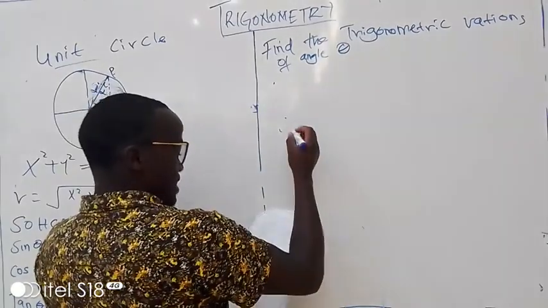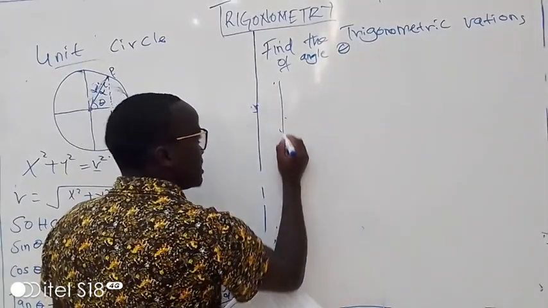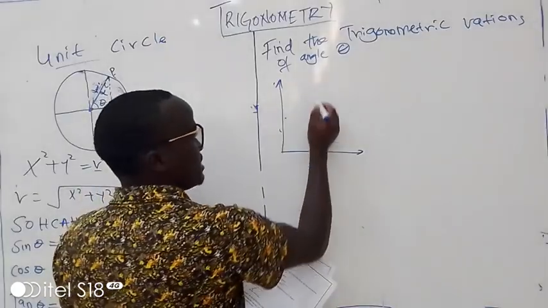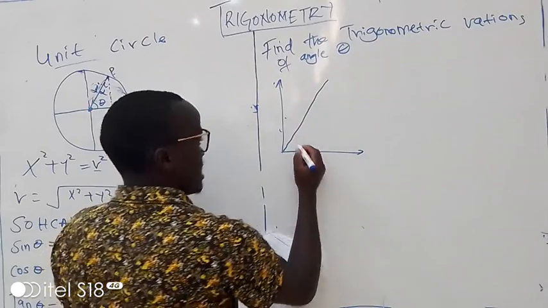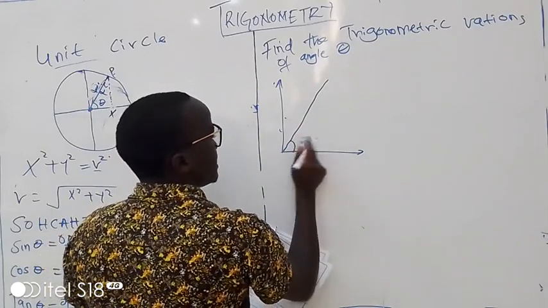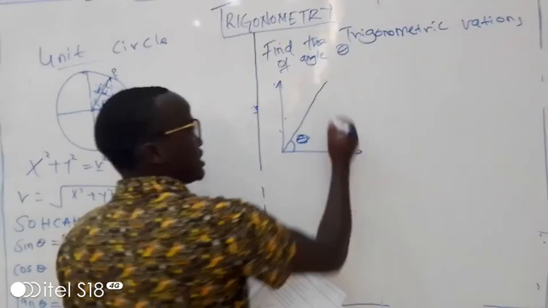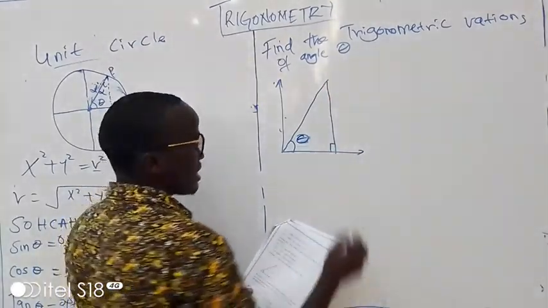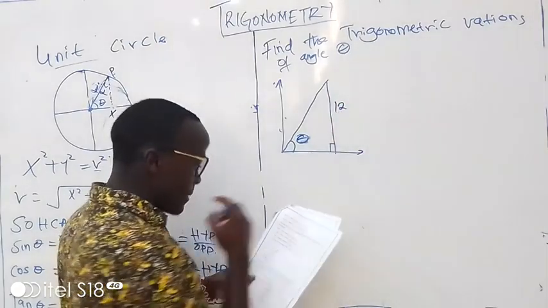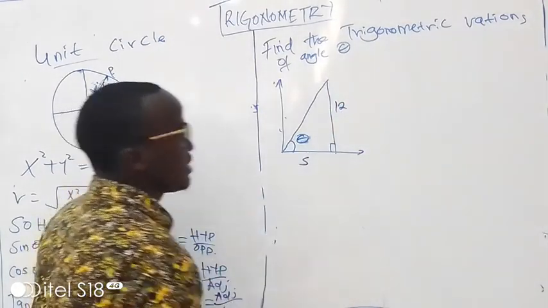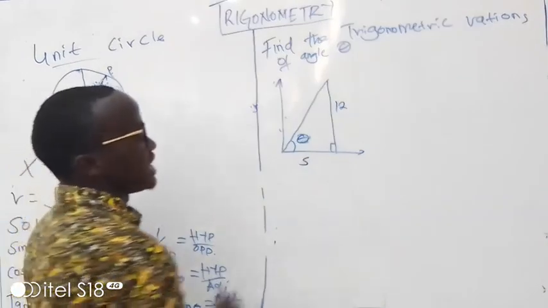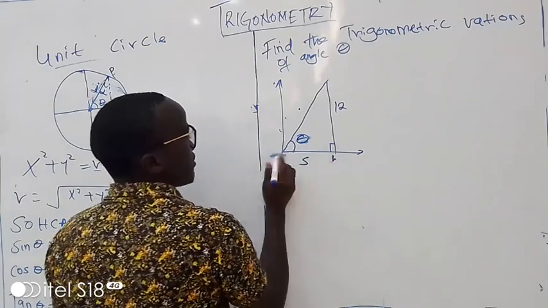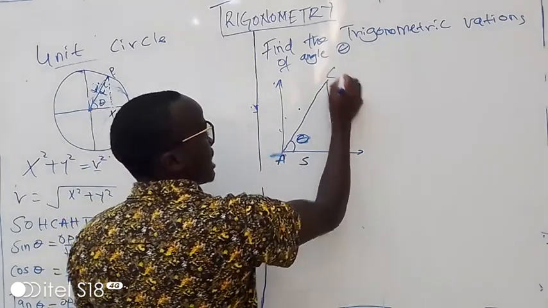And here we are given a triangle. We are given this as our theta. This is a straight line, but this is a right angled triangle. This is 12. We are given this as 5. Now the first thing we need is to find the length. We can call these points capital A, capital B, and capital C.